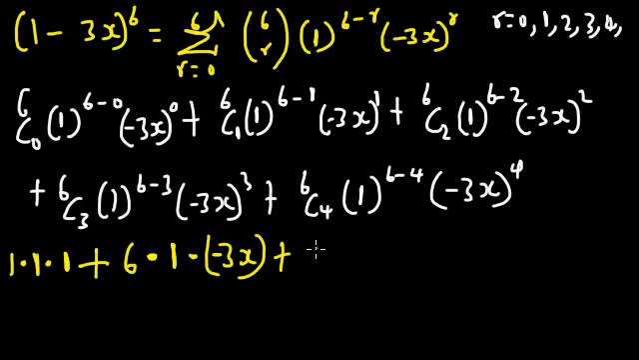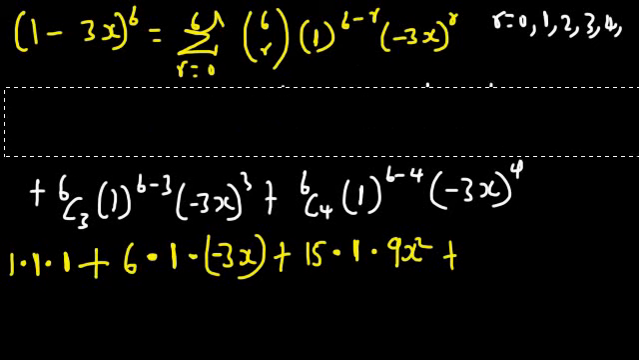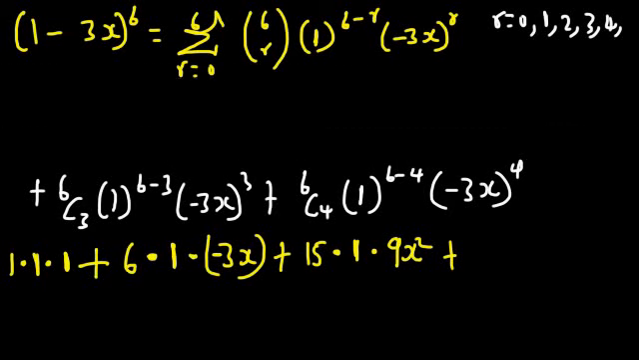So therefore we have plus 15 times 1 raised to power 6 minus 2 is 4, 1 raised to power 4 is still 1, times negative 3x all raised to power 2 gives us 9x squared. Amazing. So for the next term, 6 combination 3, since we are through with this one, I can get rid of it actually. Okay, good.